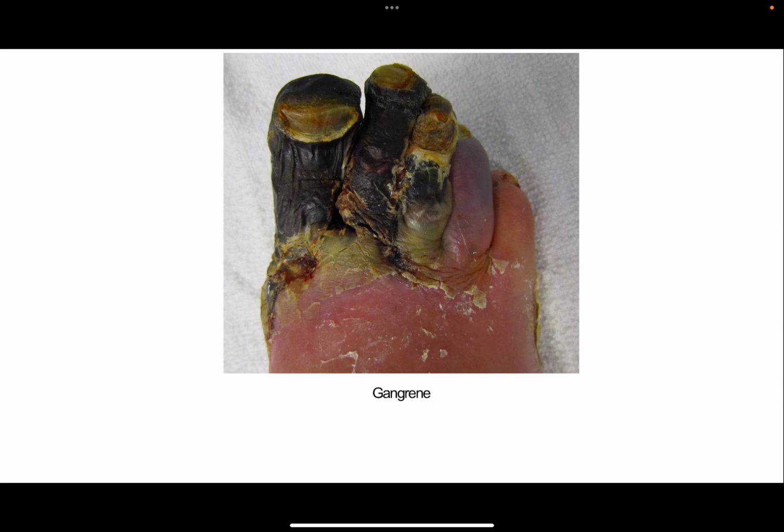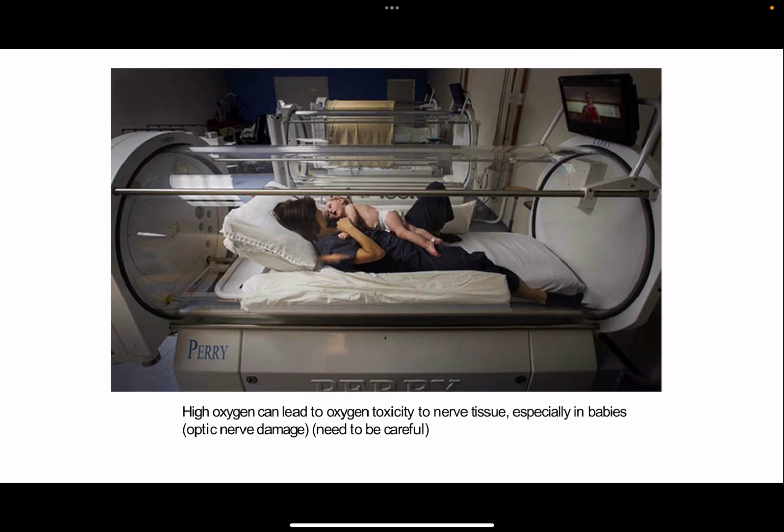Again, increased oxygen, increased phagocytosis, increased epithelial tissue healing, and again, hopefully preventing this person from losing a toe or a few toes or the whole foot. So oxygen can lead to oxygen toxicity. That is a thing. So this is a short-term, temporary solution. Okay? You do not use this long term. It can be toxic to nerve tissue, especially in babies. So you have to be really careful with putting babies in a hyperbaric chamber for therapy, because it really can damage the optic nerve, and then it can affect their vision.